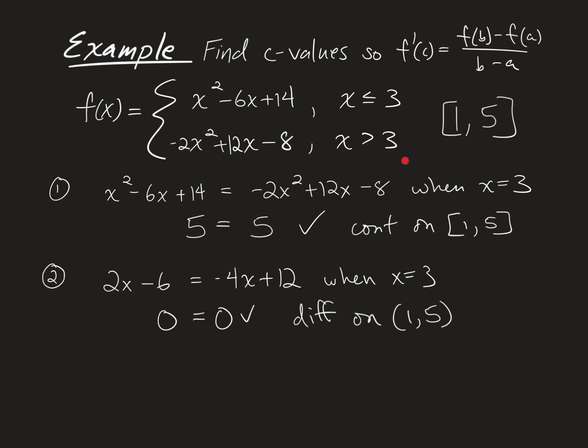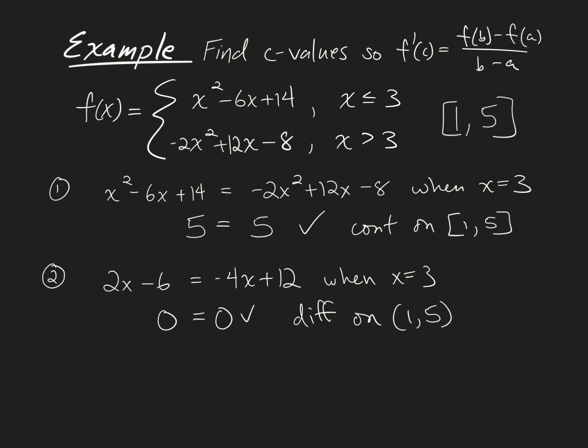And again, we only had to check this point because if they're polynomials, the derivatives will also be polynomials. So the derivatives are continuous, which means between 3 and 1, this is differentiable, and between 3 and 5, this is differentiable. We just had to check this one value.